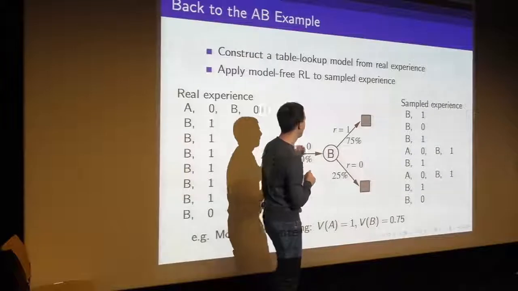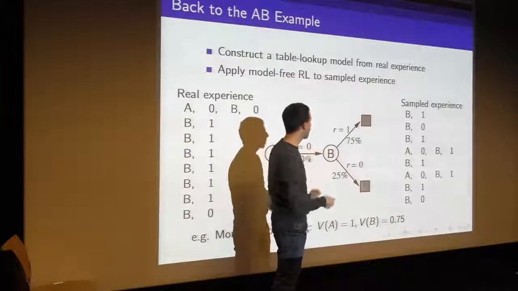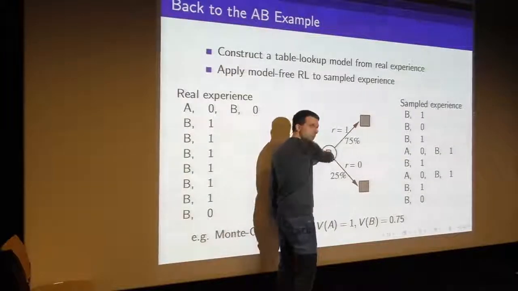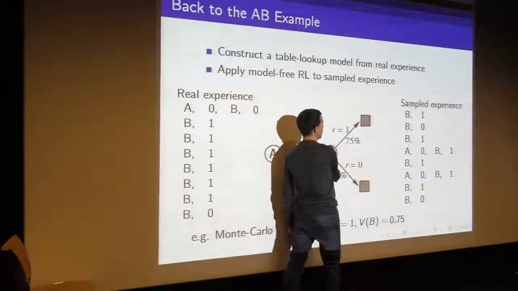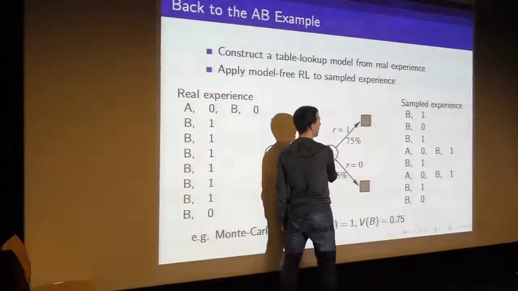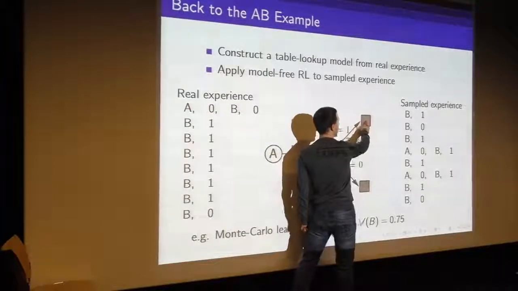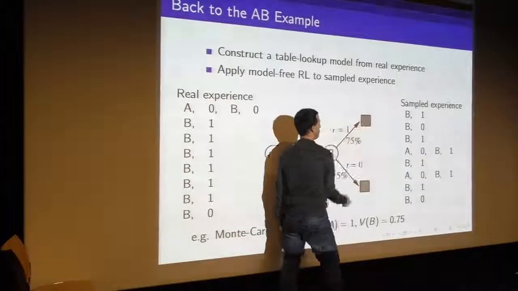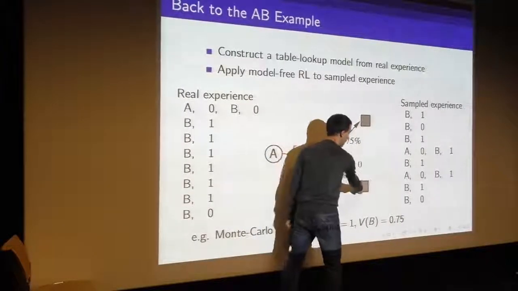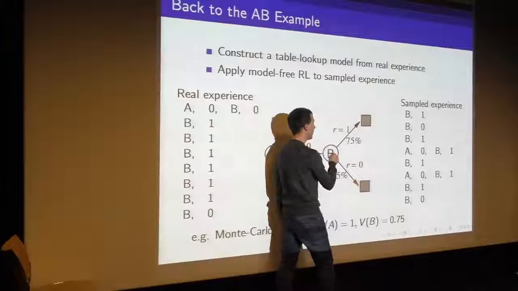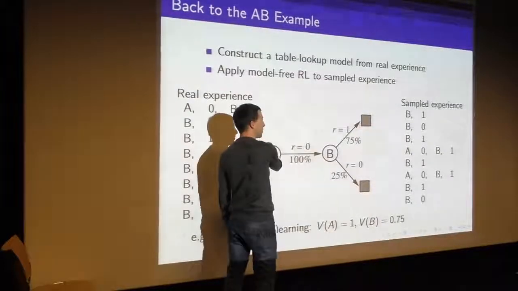So let's say we sample our first trajectory and say, okay, the model says I'm going to start here, and we roll the dice, and the dice says, okay, we should follow this 75% here, and we end up with a trajectory that says B1. We sample again, we find that we start in B. This time we end up in B0. We sample again, we get B1. We sample again, we end up starting here.